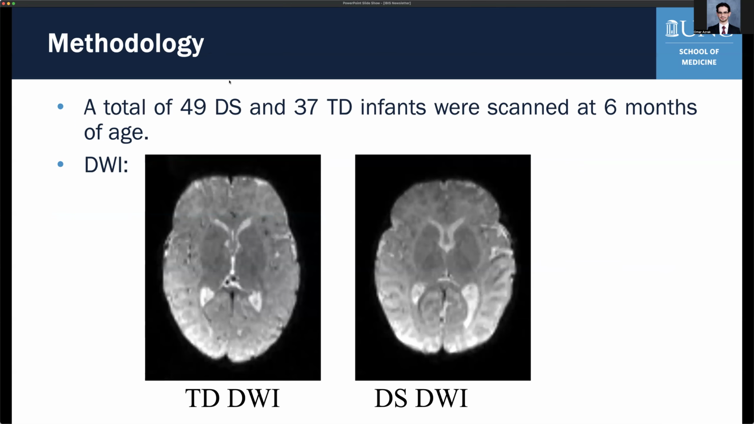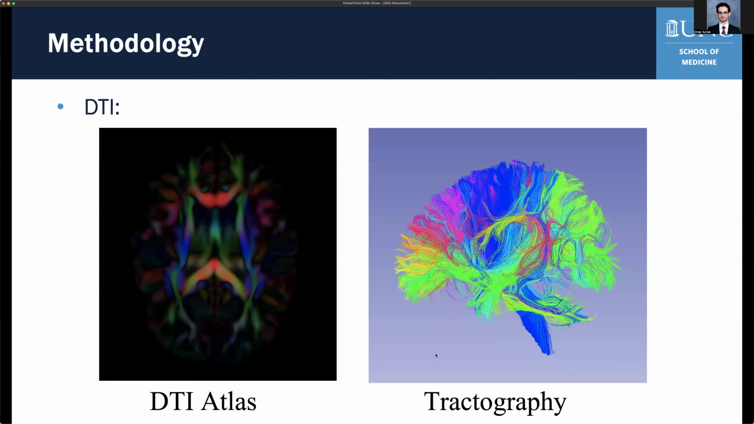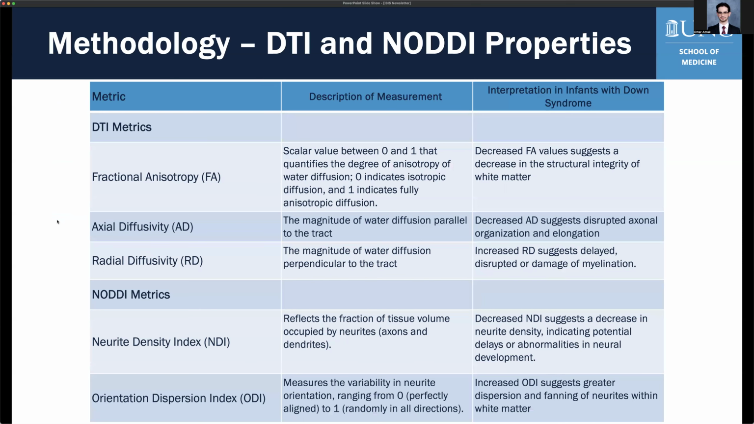So we had 49 infants with DS and 37 typically developing infants. First, we acquire what we call DWI, diffusion weighted imaging MRI, which gives us, again, the water diffusion inside the brain. From that, we can extract what we know as DTI, and the colors here reflect the white matter tracts, and then we can extract tractography, which are the white matter tracts. And from the tractography, we can get what we call DTI and NODDI metrics.